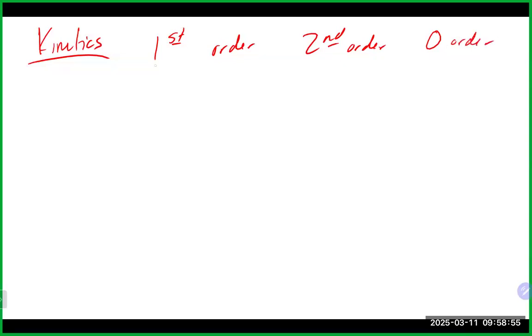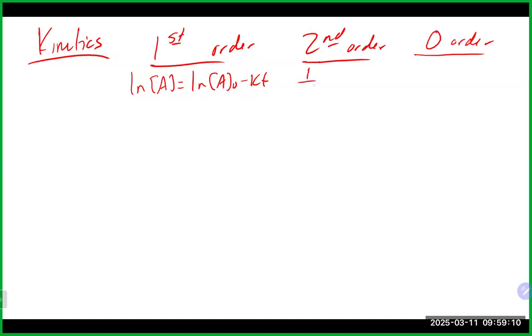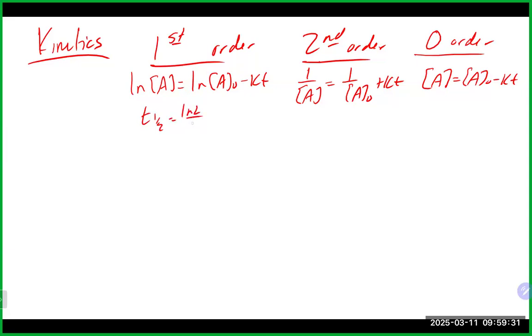Remember that each of these has what's sometimes referred to as an integrated rate law, a concentration-time dependency. Natural log of A equals natural log of A naught minus kt. For second order, 1 over A equals 1 over A naught plus kt. And for zero order, A is equal to A naught minus kt. Some of them also have half-life equations, like natural log of 2 over k.